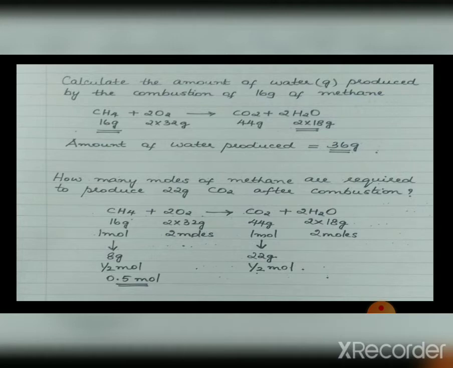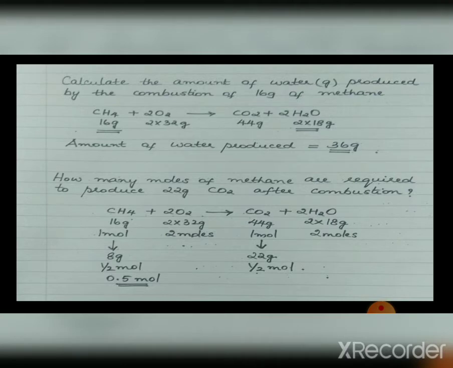Now the next step is to write the molar masses of all the reactants and the products below each one. So below methane write 16 gram, below oxygen it will be 2 into 32 gram, that is 64 gram, below carbon dioxide you can write 44 gram, and for water it will be 2 into 18, that is 36 gram. Now what is the question? You have to calculate the amount of water produced by the combustion of 16 gram of methane.